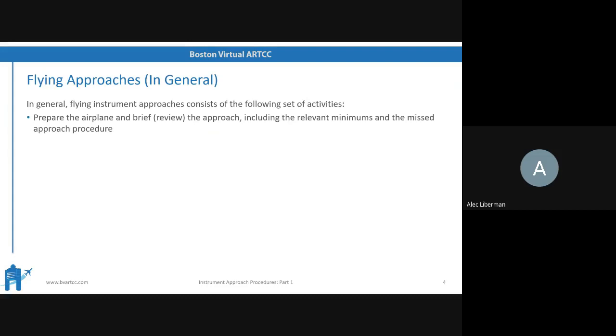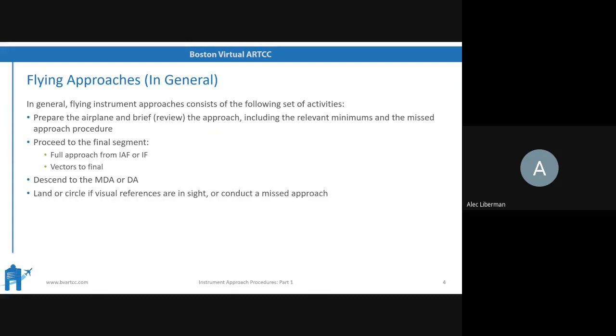Then you proceed to the final segment of the approach. For a full approach, it's from the initial approach fix or the intermediate fix, or you can get vectors to final. Next, you descend to the MDA or the DA, which is the minimum descent altitude or the decision altitude, and we will talk about what that means in a few slides. And then you land or circle if visual references are in sight, or if they are not, you conduct a missed approach.